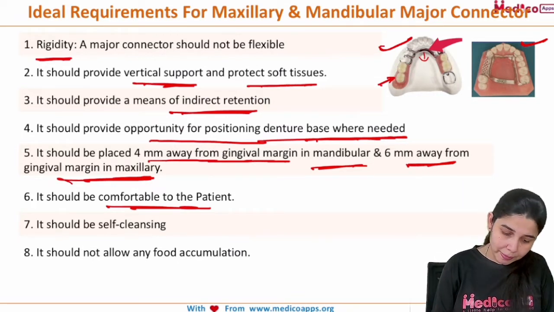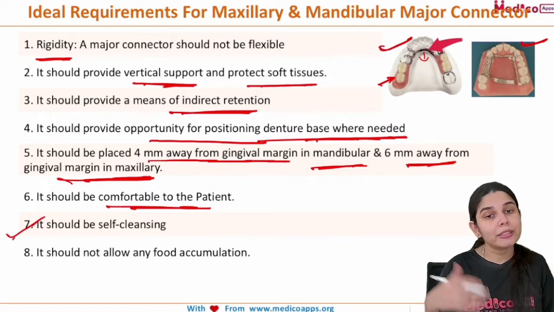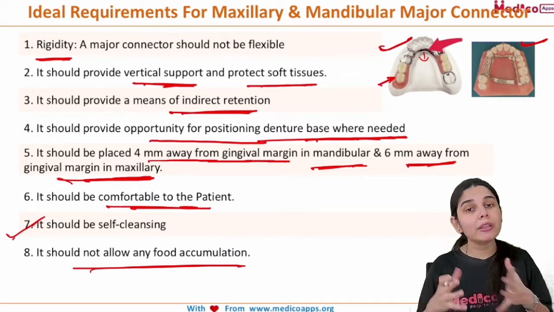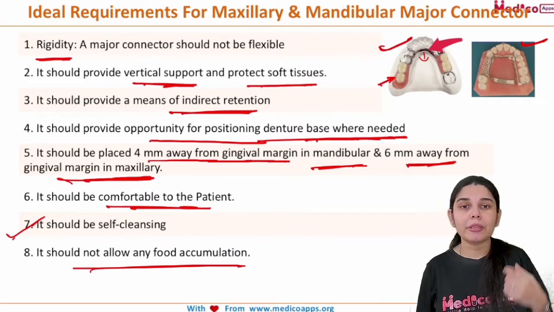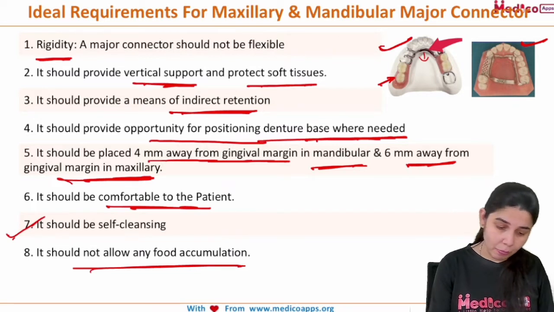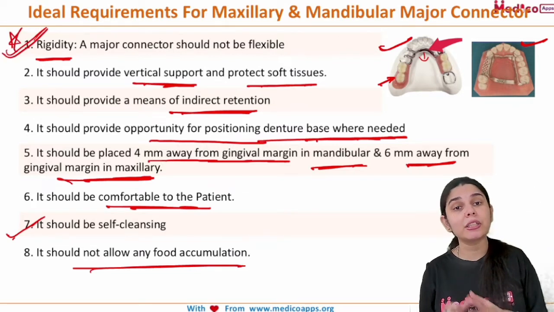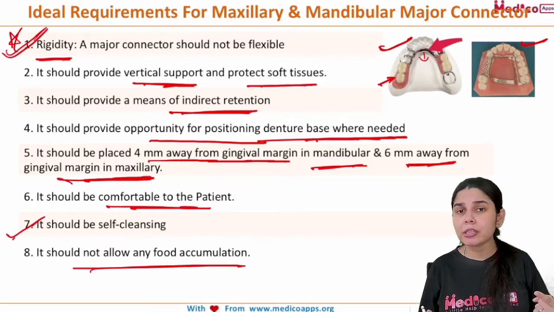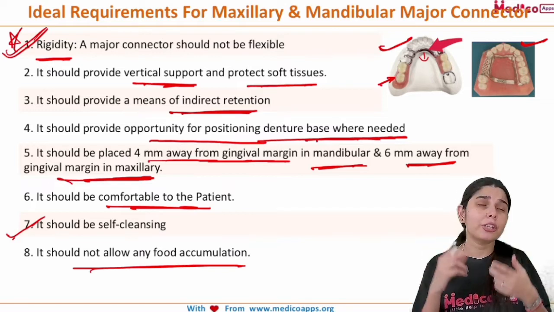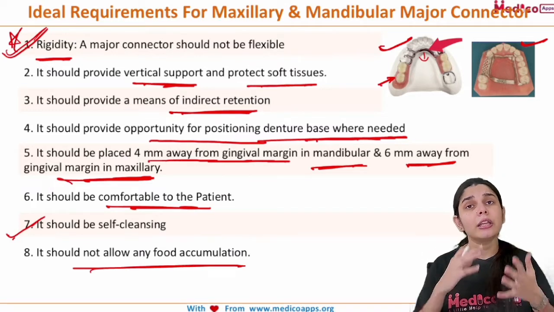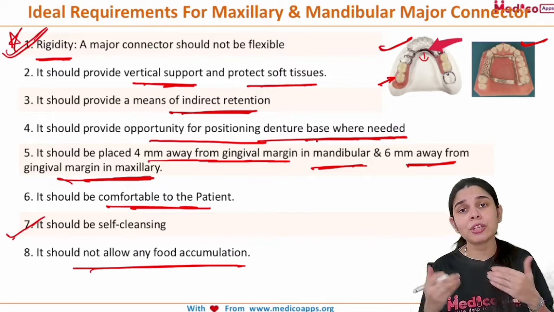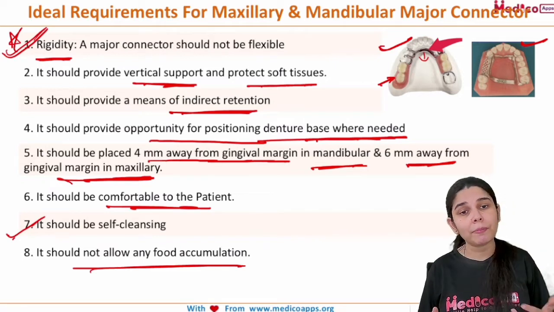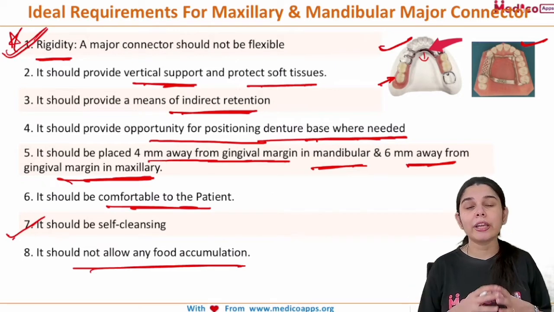Other than that, it should be self-cleansing. And lastly, it should not allow any food accumulation. So all these are important ideal requirements. What are those? The rigidity, this is the most important. Rigidity and stability is the most important ideal requirement for a major connector. Other than that, it should provide vertical support, protect the soft tissues, and give retention, indirect retention. It should be 4 mm away from the mandible gingival margin, 6 mm away from the maxillary gingival margin, comfortable to the patient, self-cleansing, and should not allow any food accumulation.